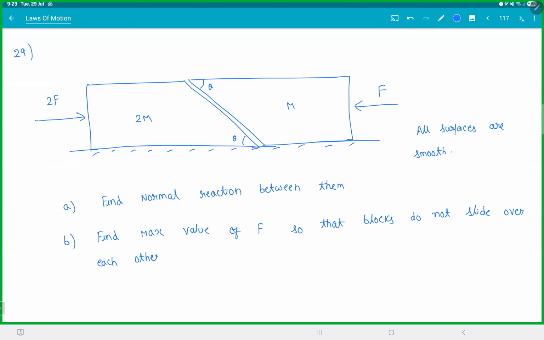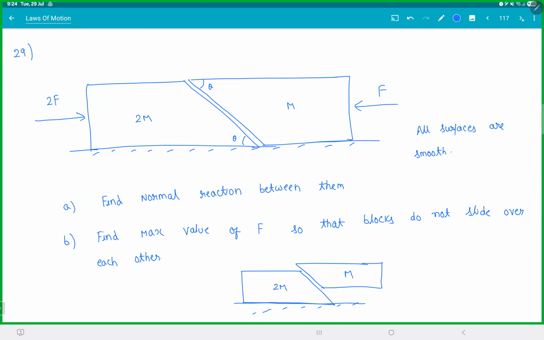What do you mean by that? Meaning, there is a possibility if you apply too much force, something like this can happen. You're getting what happened here? The block will start climbing this. You guys agree? There is a possibility, right? If you apply too much force, the both will just start going up on top of each other. I don't want this to happen.